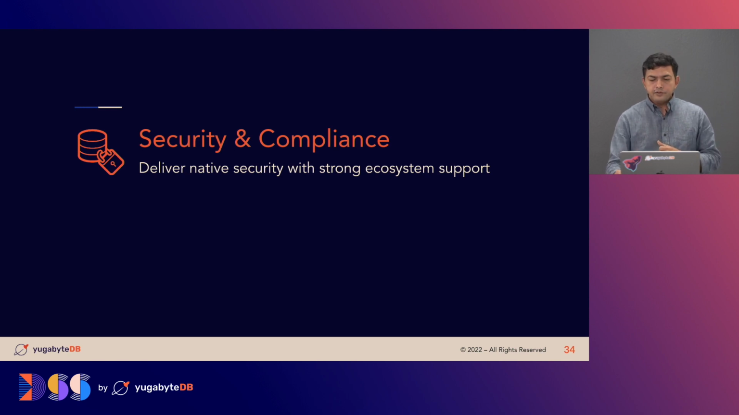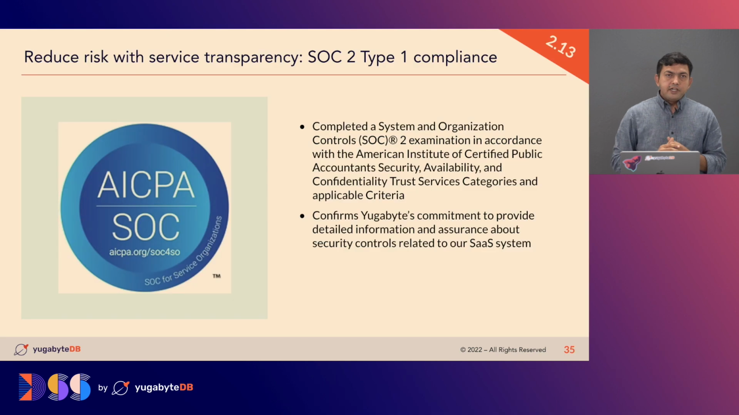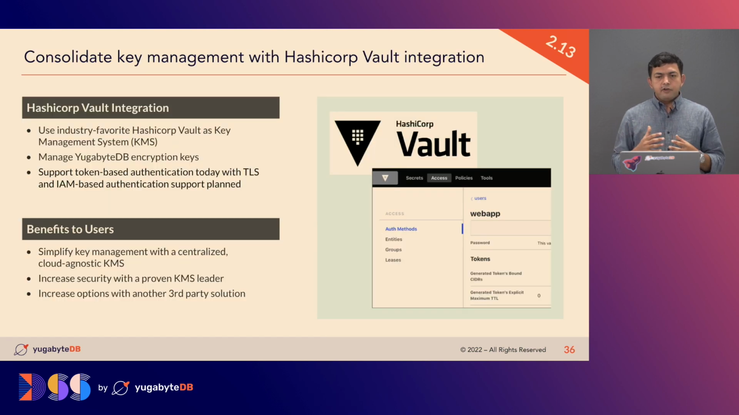And the last theme is security and compliance. We completed SOC 2 Type 1 compliance, and we are committed to providing detailed info and assurance about security controls that relate to our SaaS system. You can use industry favorite HashiCorp Vault with YugabyteDB to enjoy a centralized, cloud-agnostic KMS with secure access to secrets. In addition to encryption keys, you can now also manage your TLS certificates using this integration.